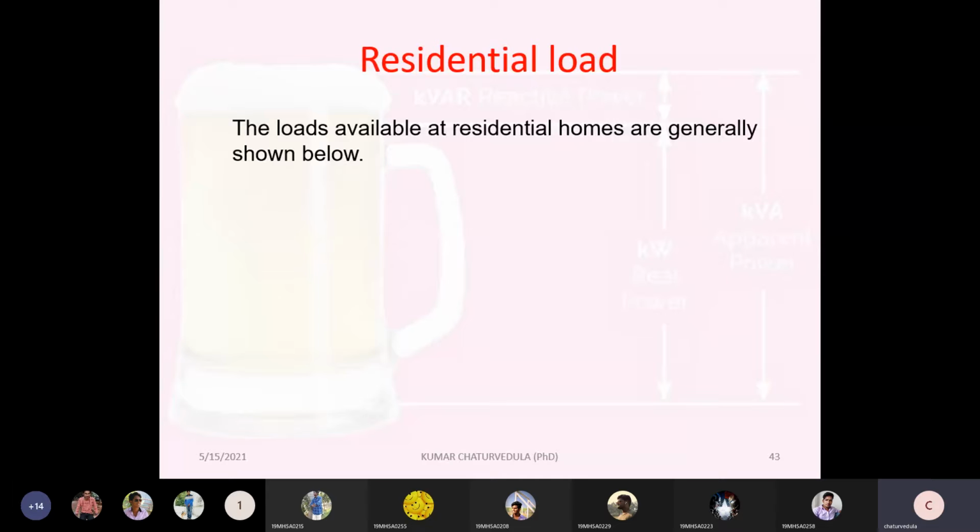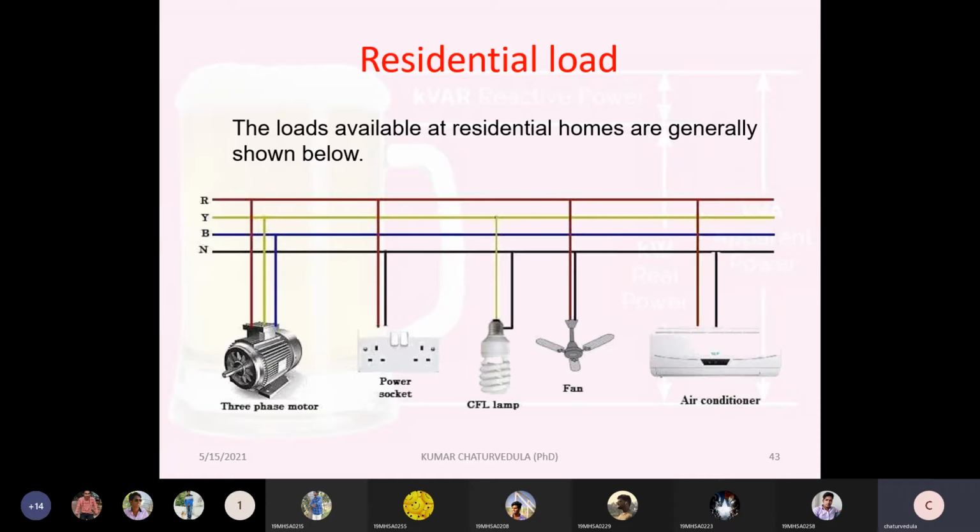Now, general residential loads. Most of the time the residential loads that are available will be a motor for a pump, for lifting water to the water tanks. So for that purpose generally you require a motor. Then definitely you will have some fan load, lighting load, or even AC load. So these are the common loads that are available in a residential load.